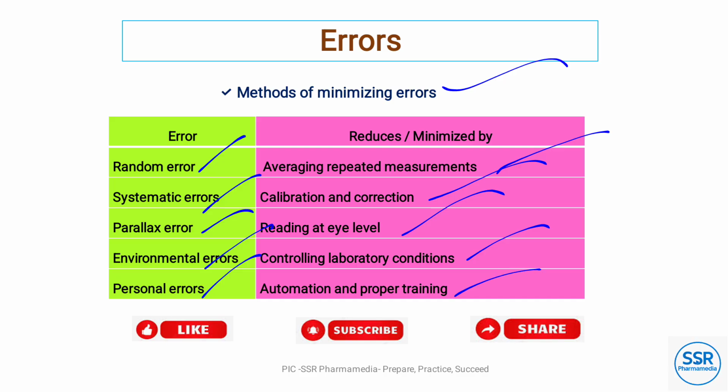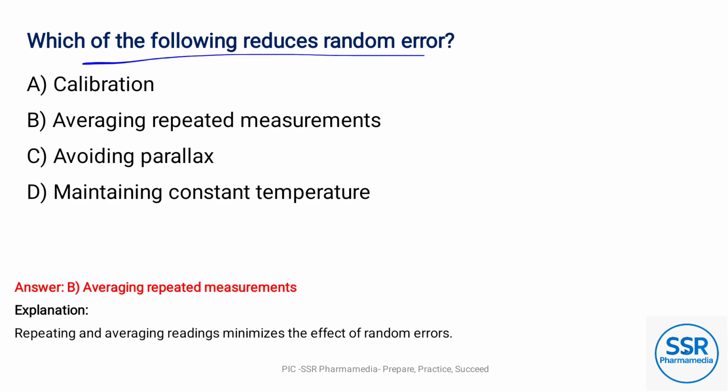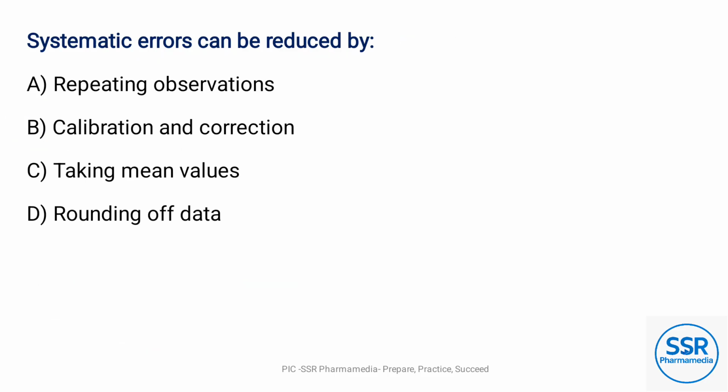So we'll move into the questions. Which of the following reduces random error? So the answer is option B, averaging repeated measurements. Repeating and averaging readings minimizes the effect of random errors.